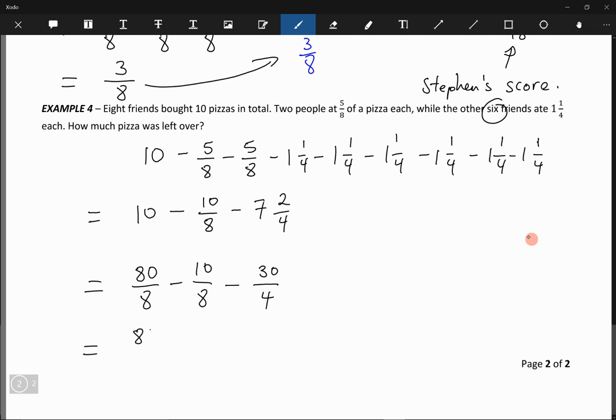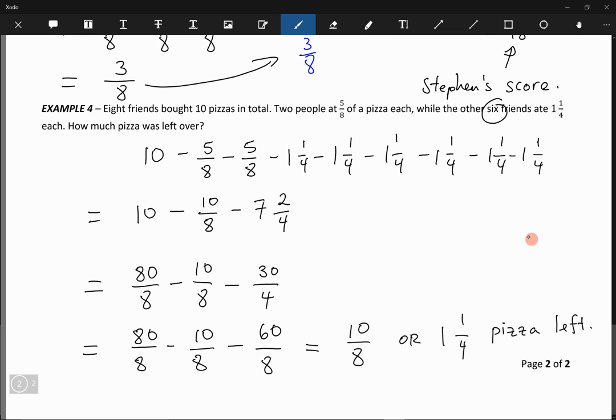So here I'm going to say 80 over 8 minus 10 over 8 minus, let's see, double this up, so 60 over 8. Okay, multiply the top and bottom by 2. And if I subtract everything here, 80 minus 10 minus 60 gives me 10 over 8. So basically, you can say there's 10 over 8 pizzas left, or 1 and a quarter pizza left. Okay, so again, converting an improper fraction back to a mixed number.